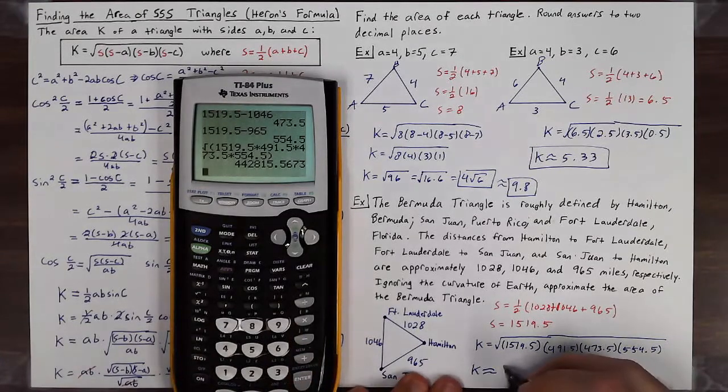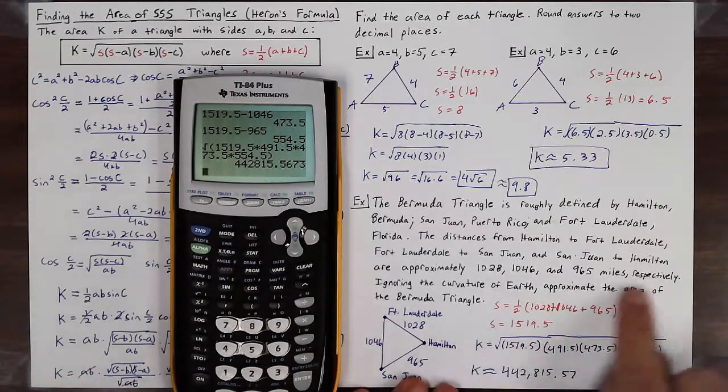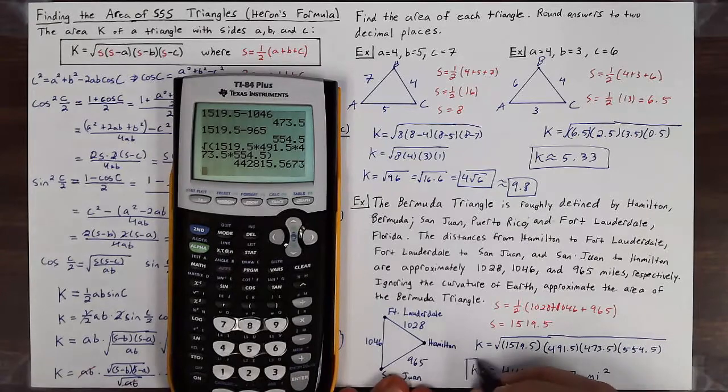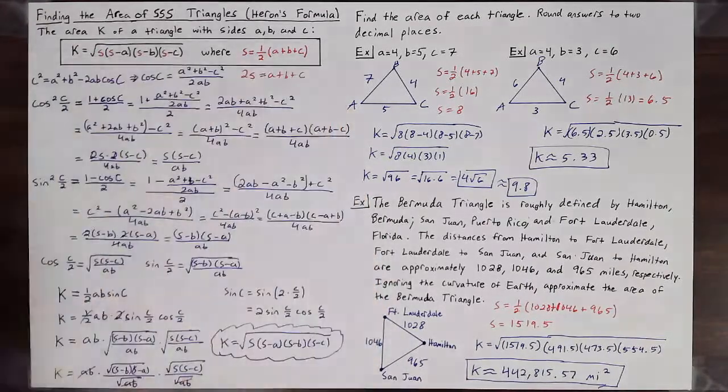I get 442,815.57. And these are miles apart, so this would be miles squared. So about how big the Bermuda Triangle is. Pretty big area on Earth. And that is how you find the area of side-side-side triangles using Heron's formula.